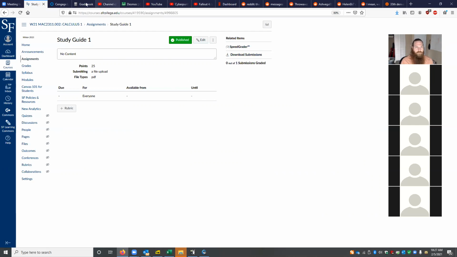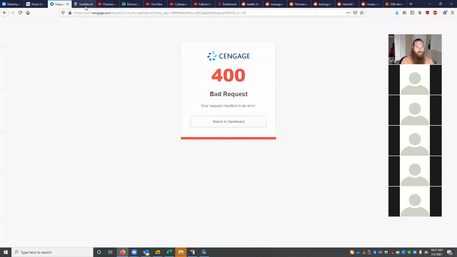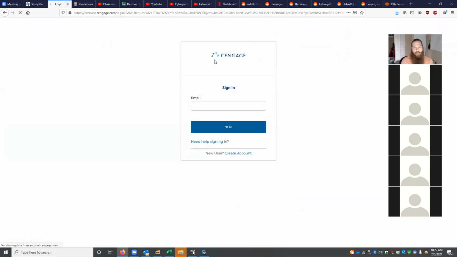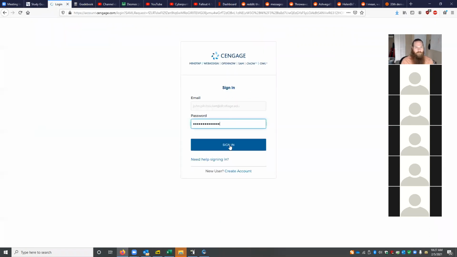The study guide questions themselves are in WebAssign. So you'll find the questions in WebAssign, complete the assignment in WebAssign, write down your work as you do that, and then submit that work here in Canvas.